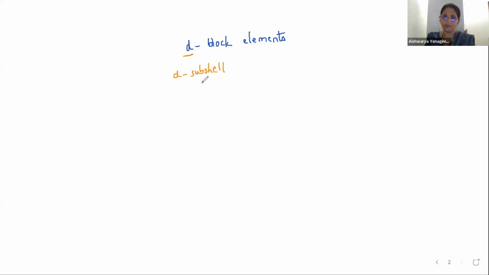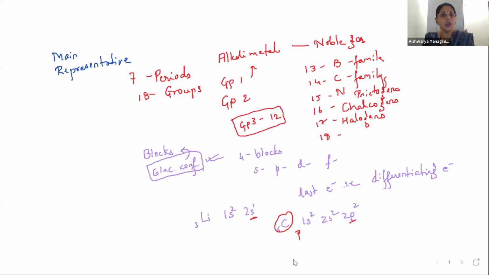But here we say d subshell of the penultimate shell. Very important: d subshell of the penultimate shell. See, in the previous slide we have seen the example of lithium. The last electron, the differentiating electron, is entering into the second shell. That is the last shell. So it is entering into the nth shell in s block elements.